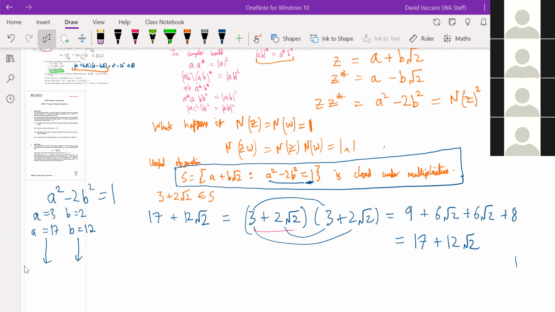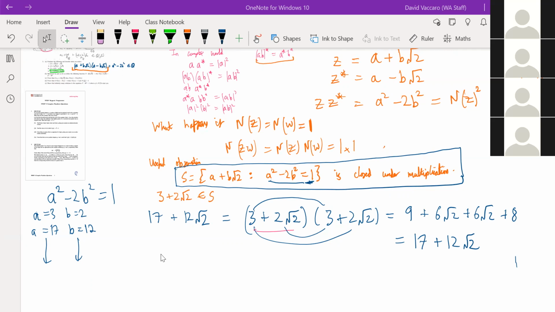Someone's given me a bigger solution, but can anyone give me a method to generate more solutions? Sabine said 3 plus 2 root 2 cubed. Okay. Why is 3 plus 2 root 2 cubed going to lead to a solution of Pell's equation? Samuel said take a power of n. Why?